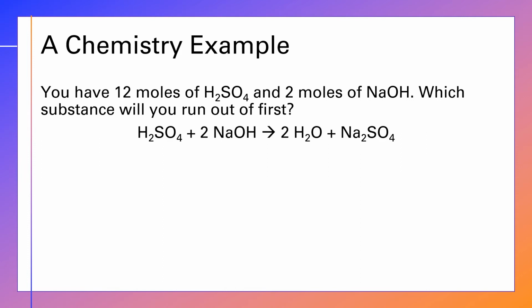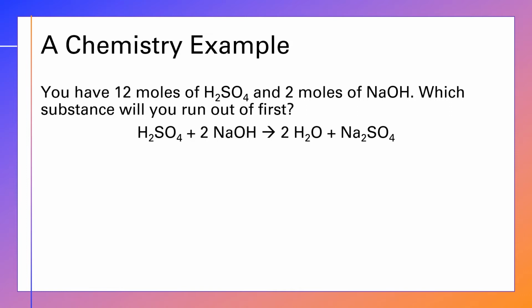Here's an example in the form of a chemistry problem. You have 12 moles of H2SO4, or sulfuric acid, and 2 moles of NaOH, or sodium hydroxide. Which will you run out of first? We could do a bunch of fancy math to prove this, but a quick look at the balanced chemical equation tells us that we're going to run out of NaOH first.